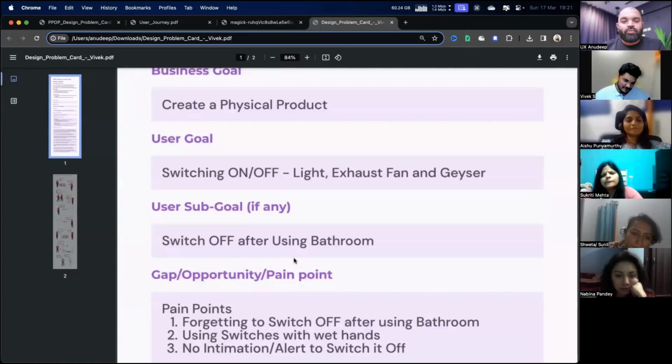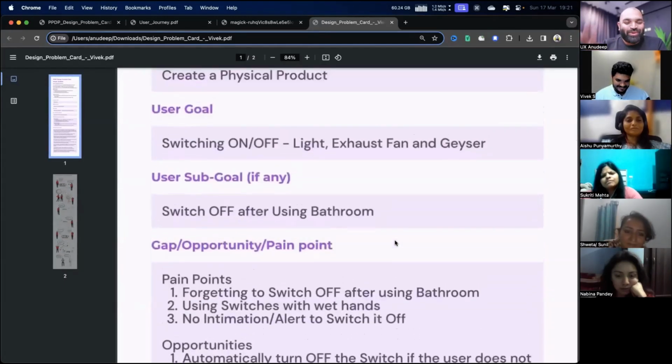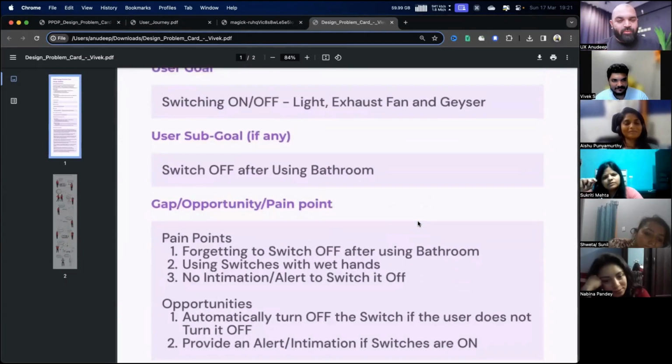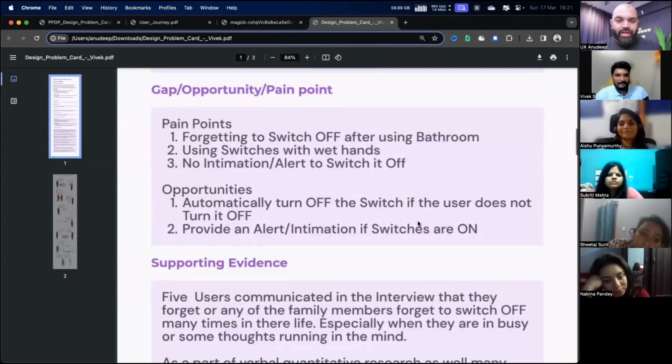Sub goal is to switch off after using bathroom. And how is this a sub goal? It's the same thing, no? Oh, because you removed "on". Yeah. Okay. Fine. These are valid goals. Okay, let's see what pain points you have identified.